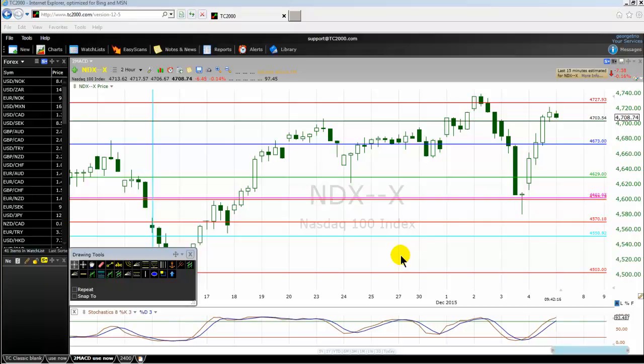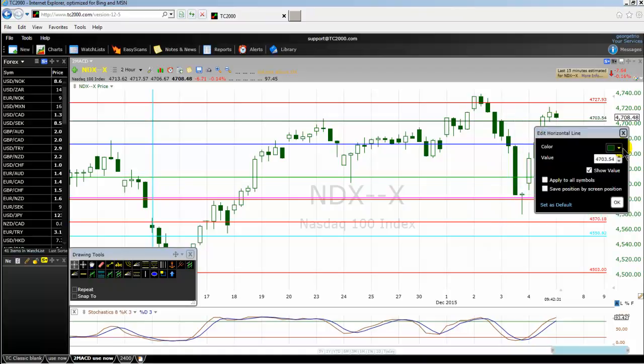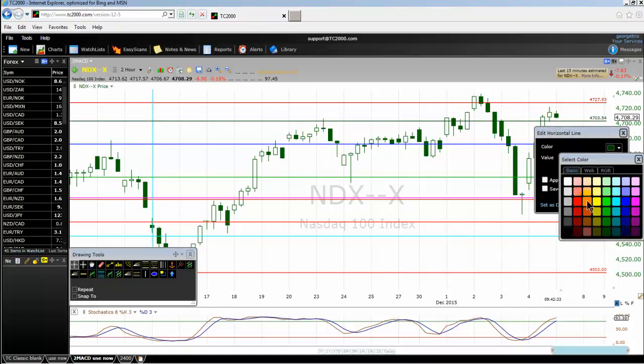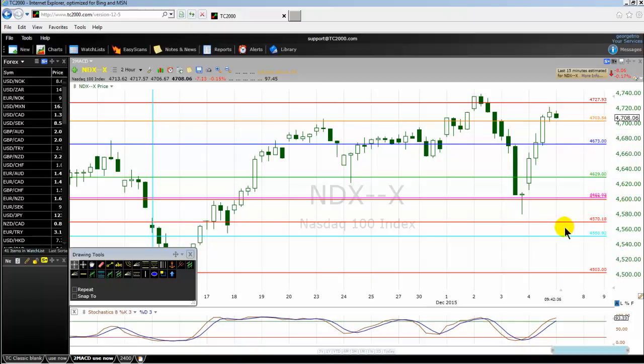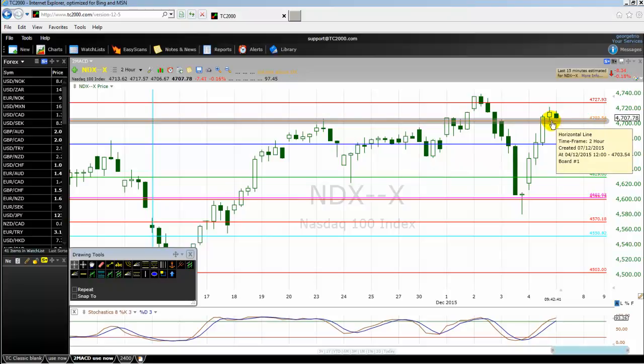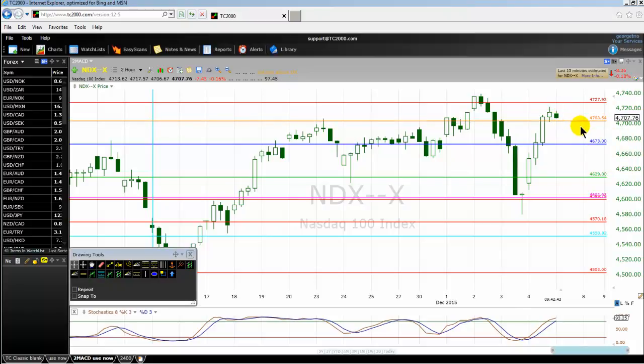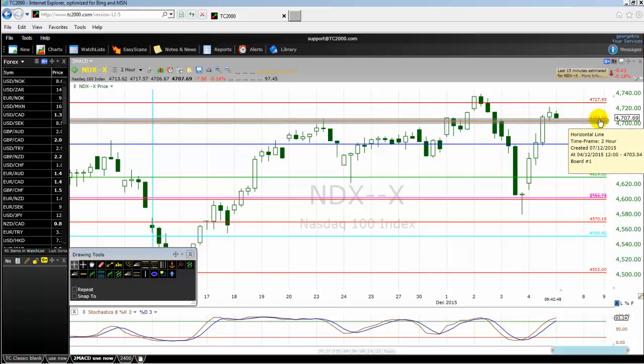I want to sell Nasdaq 100 at 4703. This is live day trading, the Nasdaq 100 index. All right, so I'm going to color my entry points orange. That's the orange line on the charts. This order is not yet filled. This is a limit order to sell the Nasdaq 100 at 4703. All right, right there.